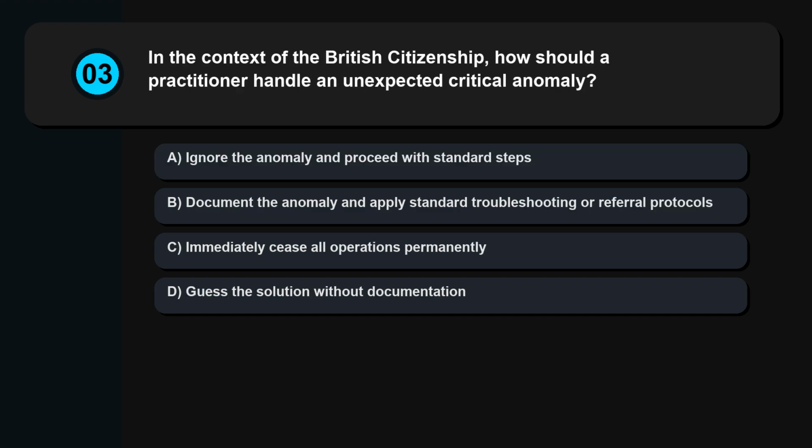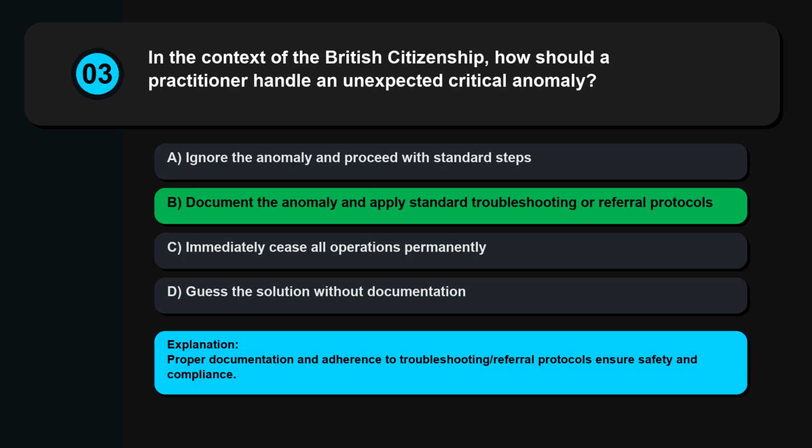Question 3. In the context of the British citizenship, how should a practitioner handle an unexpected critical anomaly? Ignore the anomaly and proceed with standard steps. Document the anomaly and apply standard troubleshooting or referral protocols. Immediately cease all operations permanently. Guess the solution without documentation. Proper documentation and adherence to troubleshooting and referral protocols ensure safety and compliance.